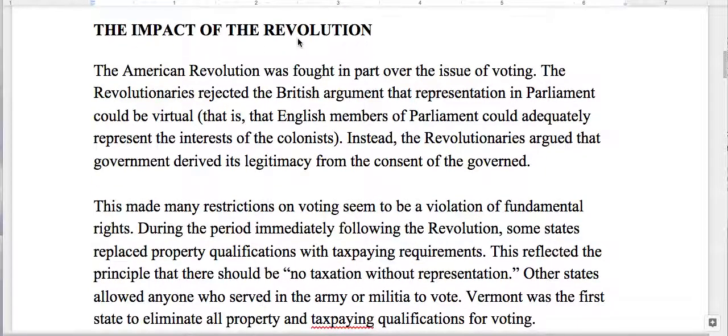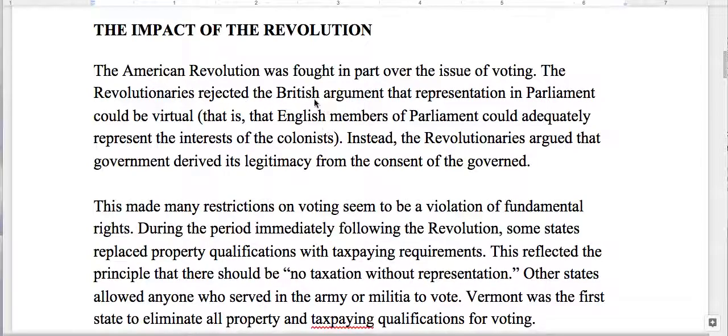The impact of the Revolution. The American Revolution was fought in part over the issue of voting. The revolutionaries rejected the British argument that representation in Parliament could be virtual. That is, the English members of Parliament could adequately represent the interests of the colonists. Instead, the revolutionaries argued that government derived its legitimacy from the consent of the governed.